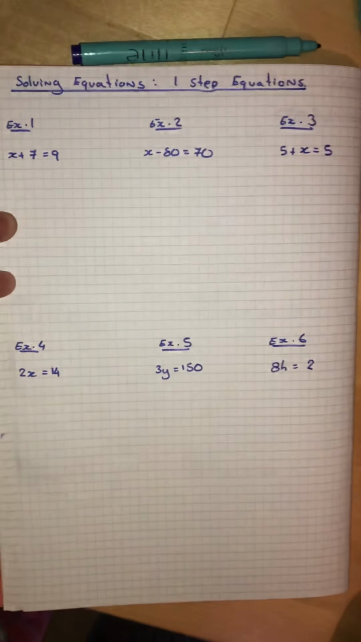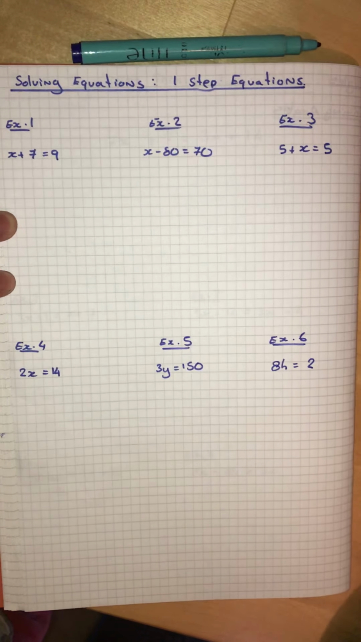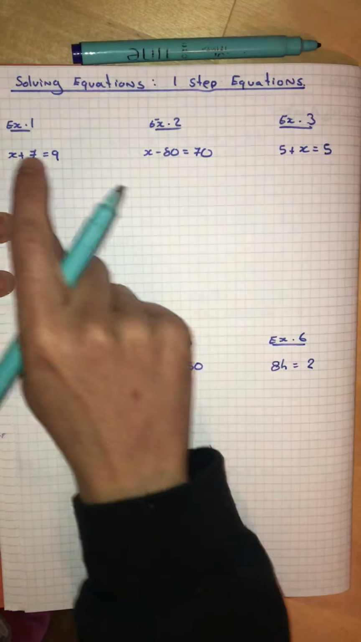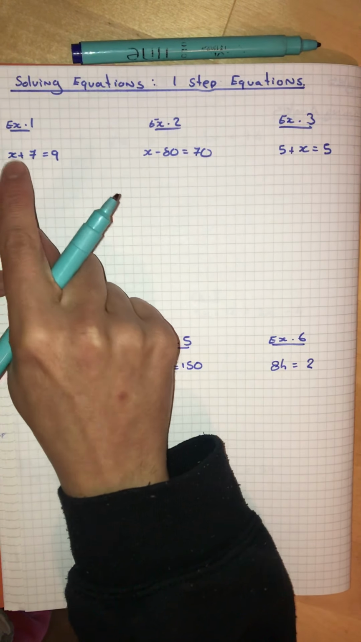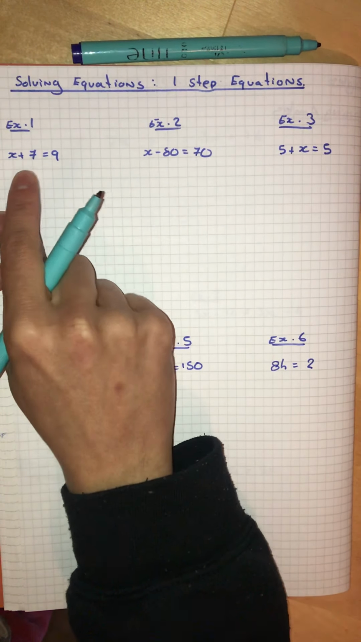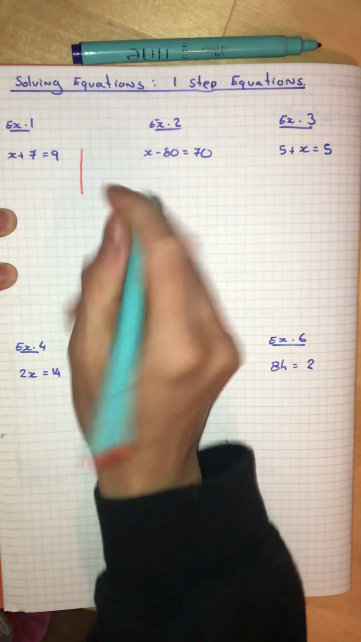Hello. So in this video what we're going to do is learn how to solve one-step equations. One step just means that you can do it in one line, and that's what we're going to do. The whole thing about solving equations is you need to balance it, and I just want x on its own. Okay. Because it's x plus 7 equals 9, to balance that we need to do this.